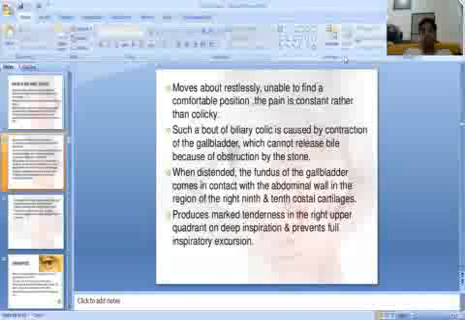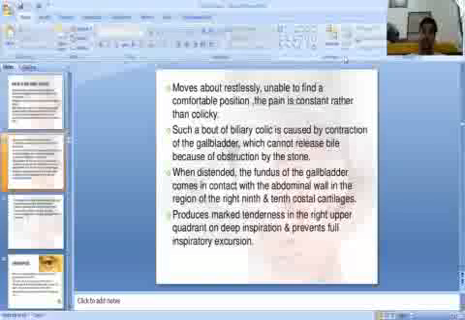Such a bout of biliary colic is caused by contractions of the gallbladder, which cannot release bile because of obstruction by the stone. When distended, the fundus of the gallbladder comes in contact with the abdominal wall in the region of the right ninth and 10th costal cartilage. This produces marked tenderness in the right upper quadrant on deep inspiration and prevents full inspiratory exertion.